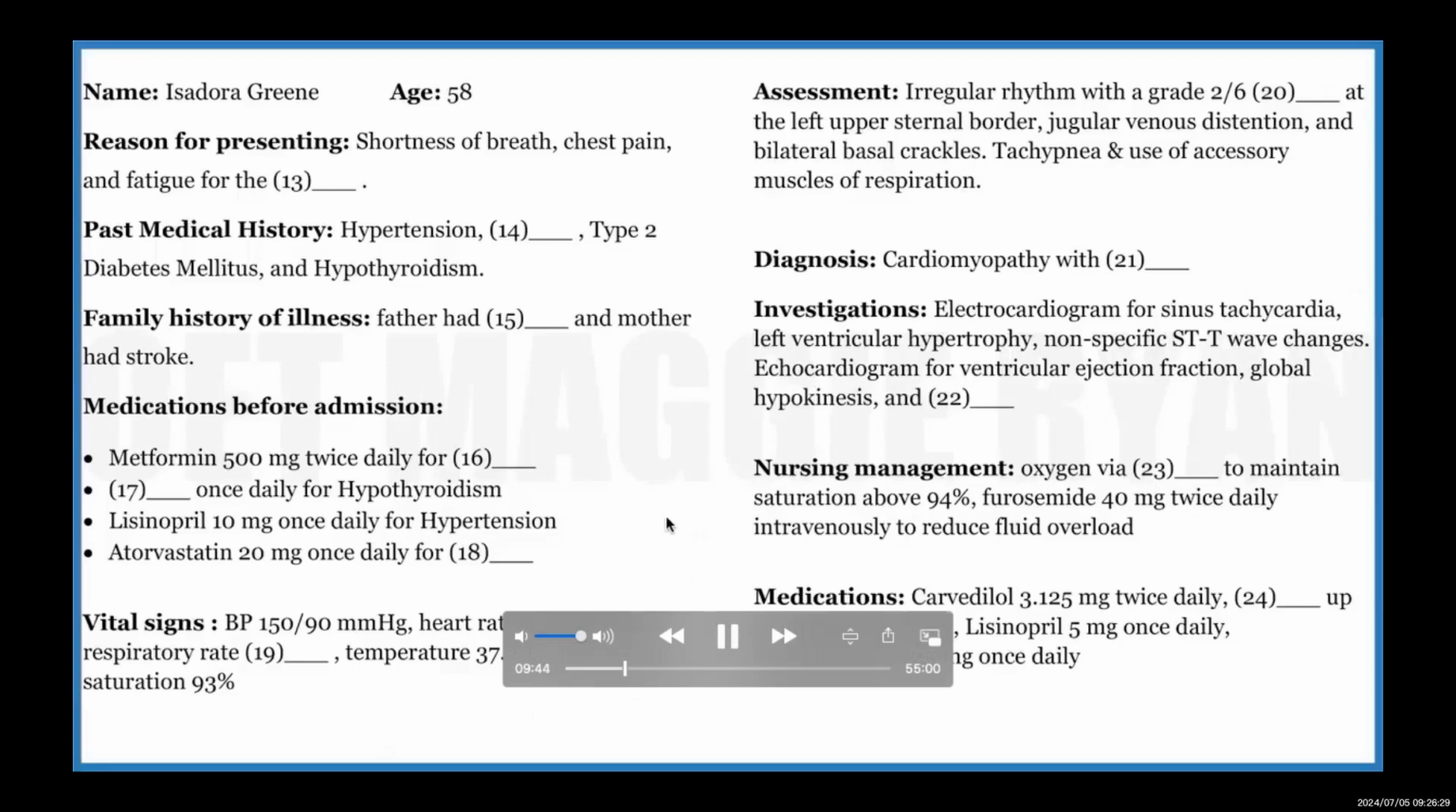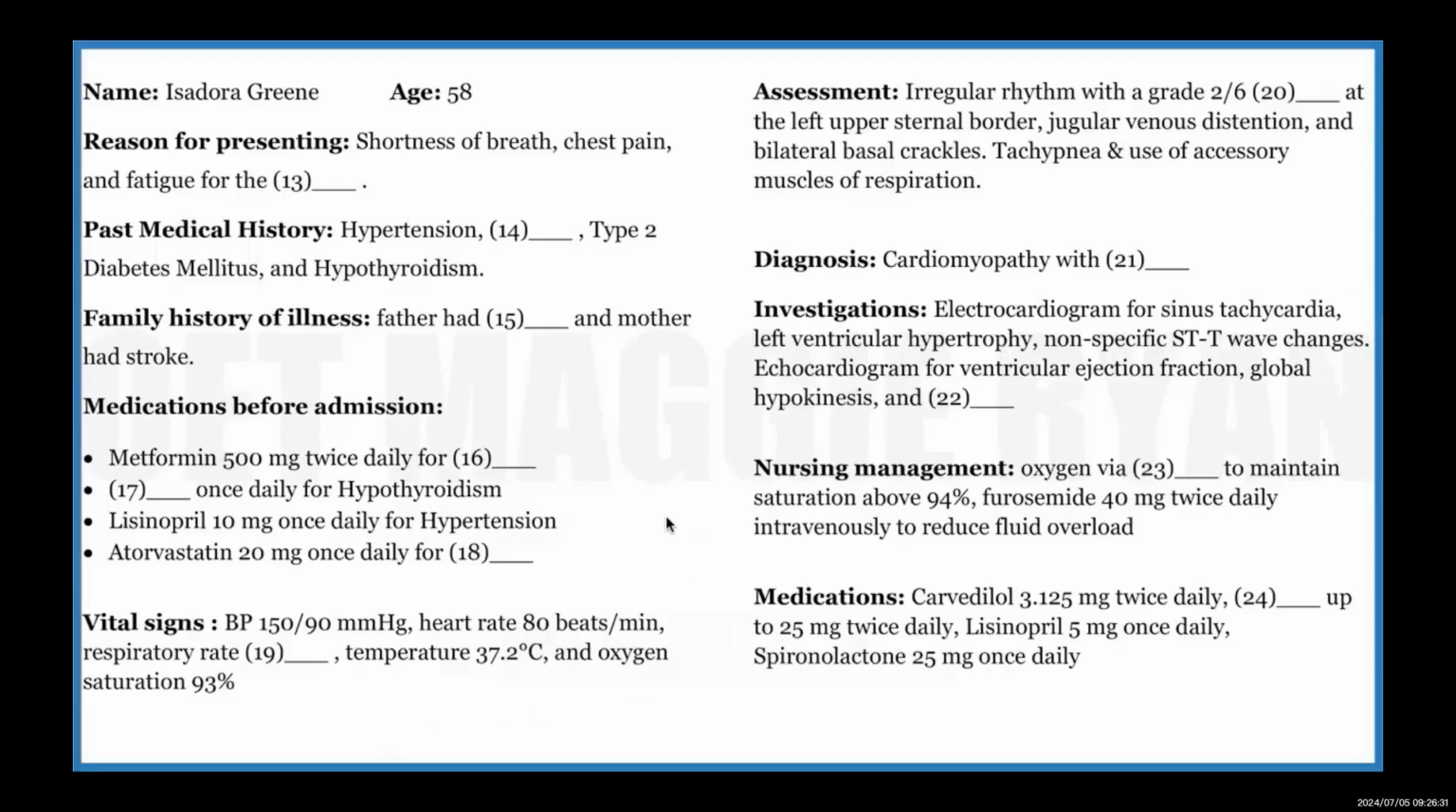Based on your symptoms and medical history, I suspect that you have cardiomyopathy with congestive heart failure. We will need to conduct further investigations, such as an electrocardiogram for sinus tachycardia, left ventricular hypertrophy, and nonspecific ST-T wave changes, and an echocardiogram for ventricular ejection fraction, global hyperkinesis, and mitral regurgitation, to confirm the diagnosis.